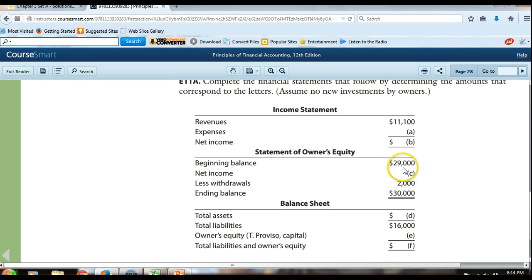$3. So we can take our net income of $3, bring it up here to our income statement. So if we know our revenues are $11,100, what are our expenses going to be if we know our net income is 3? 81? Perfect. Then, if we know our owner's equity is 30,000, our total liabilities and owner's equity would be 46, and our total assets would be, make sense?